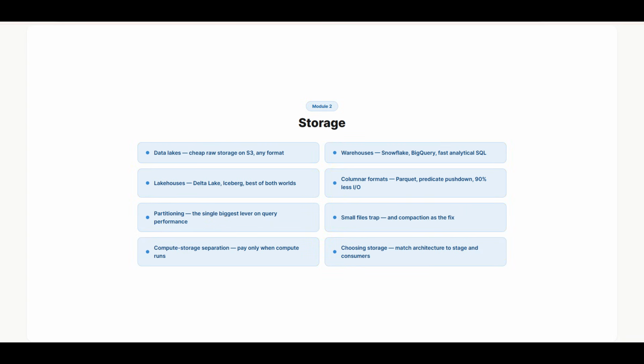Module 2, storage: data lakes for cheap raw storage, warehouses for fast analytical queries, lakehouses, Delta Lake, and Iceberg for the best of both, columnar formats like Parquet and why they make analytical queries dramatically faster, partitioning as the single biggest lever on query performance, and the small files trap, compute storage separation, and why it changes the cost equation.